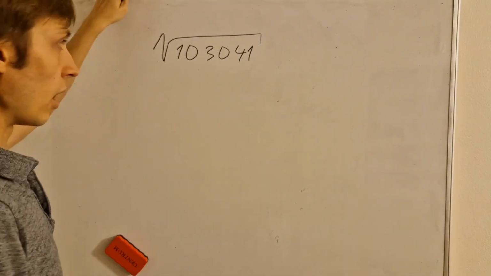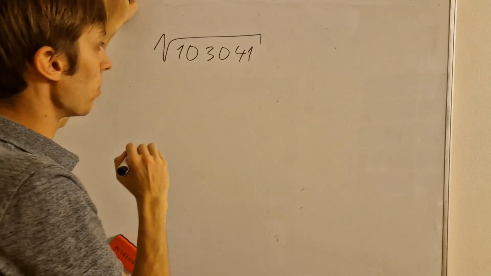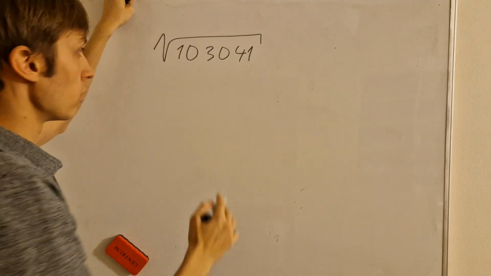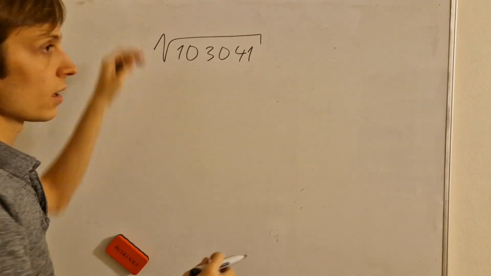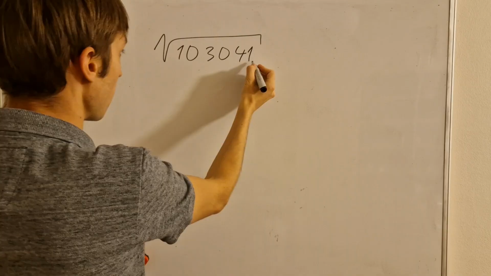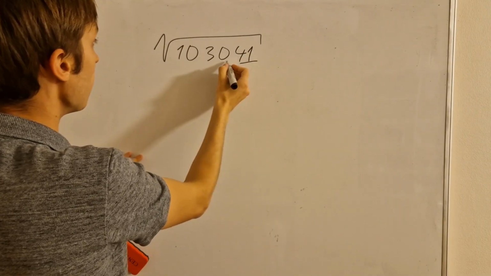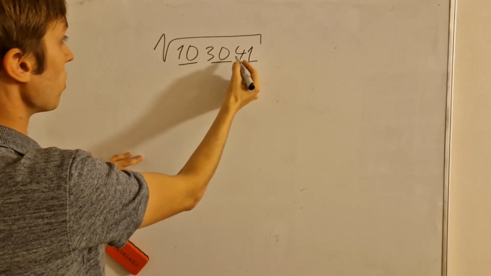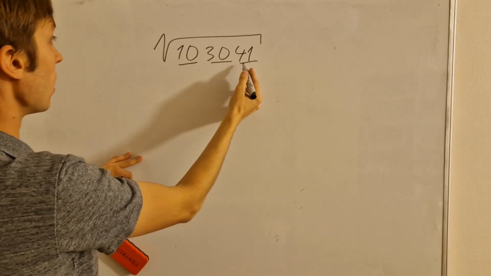The first step in the algorithm is to label the whole number in pairs. So it has 6 digits. We must go from the right side, and I'll underline every 2 digits going from the right. So the first 2 digits going from the right, the second two.